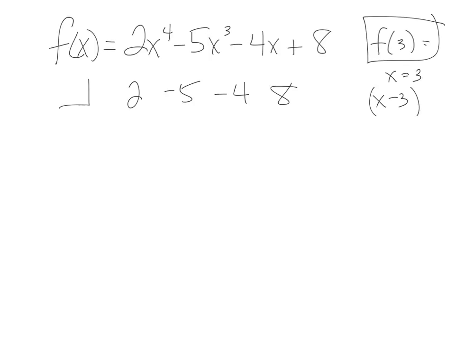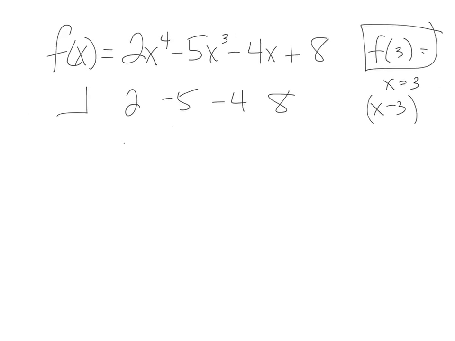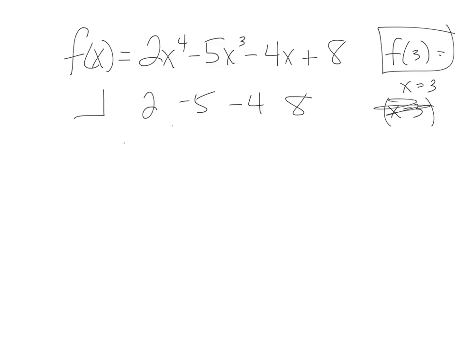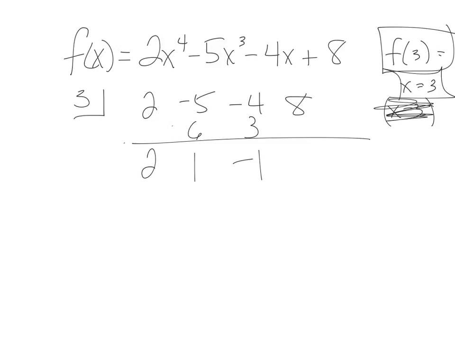I'm going to plug. So, what I'm going to do, never mind this. This is just, don't worry about what I was talking about here. If we want to find f of 3, then I'm going to put 3 in here. I'm going to draw a line underneath this, and I'm going to drop the first term. 2 times 3 is 6. Add these together. Negative 5 plus 6 is 1. Multiply 3 times 1, that's 3. Add negative 1. Multiply by the 3. Add, and I get 5.